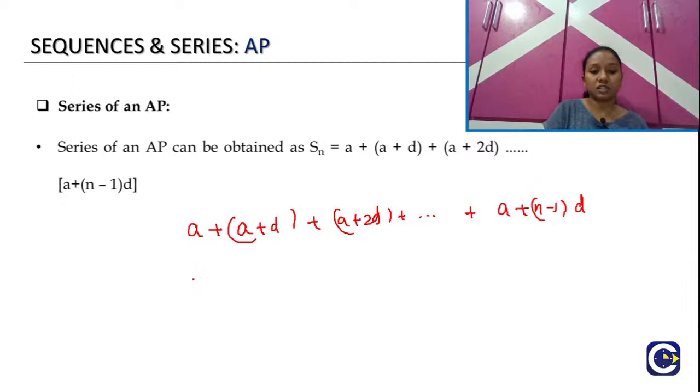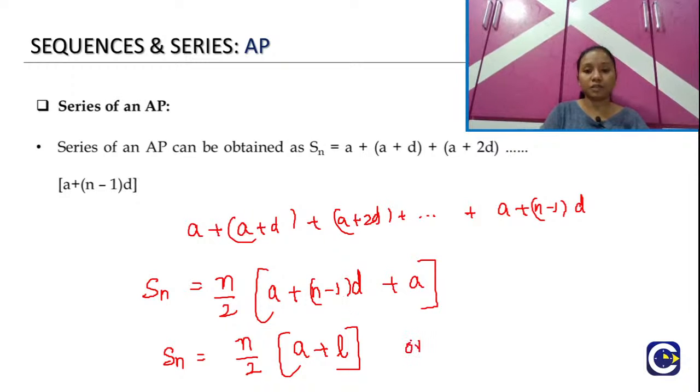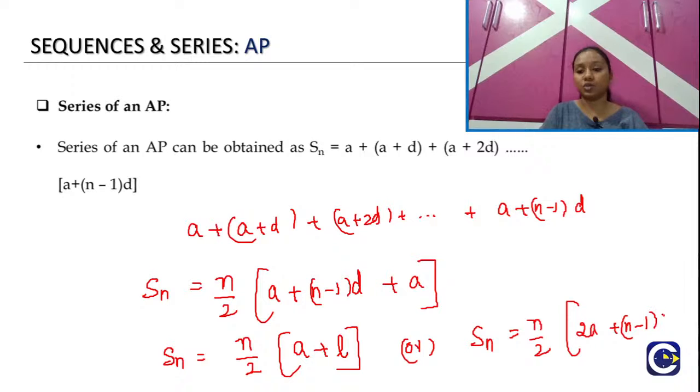So here we can take the a common. Indirectly this is denoted by Sn, that is n by 2 into a plus n minus 1 into d plus a. Right, so we can determine this formula to be n by 2 into first term plus last term, because a is the first term as well as a plus n minus 1 into d is the last term. Or we can represent this in another format, that is Sn will be equal to n by 2 into 2a plus n minus 1 into d. So you can use any of the formulas. Both will be the same thing.